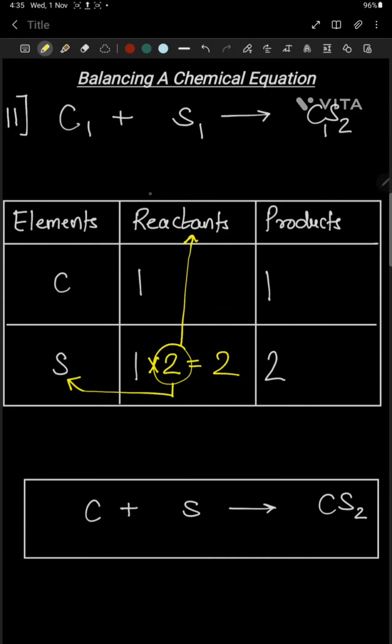So what is my final tally? Carbon with 1 atom, sulfur with 2 atoms. Hence, you check this out: carbon with 1 atom here, carbon again with 1 atom here, sulfur with 2 atoms, and sulfur with 2 atoms.